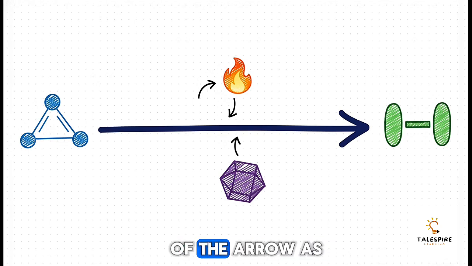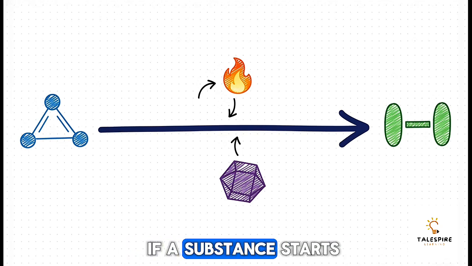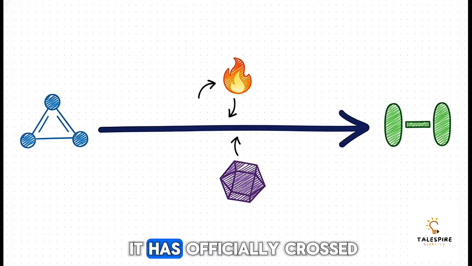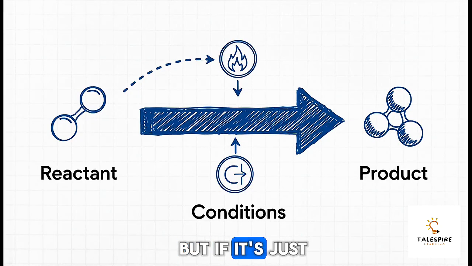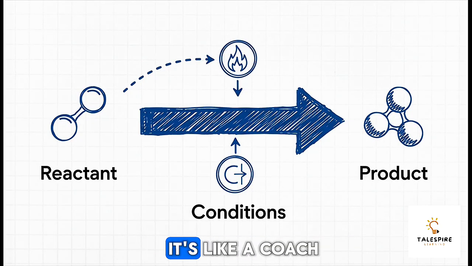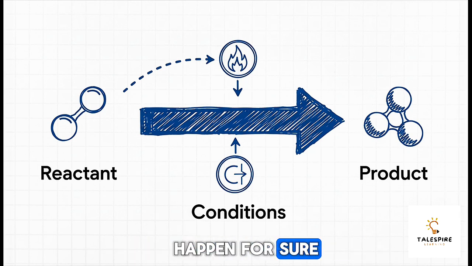I want you to think of the arrow as a finish line in a race of transformation. If a substance starts on one side and ends up as something completely new on the other, it has officially crossed the arrow and it's part of the reaction. But if it's just hovering above or below the arrow, or just describing the state of a substance, it's like a coach on the sidelines or a commentator at a game. It's helping the reaction happen for sure, but it's not actually in the race itself.